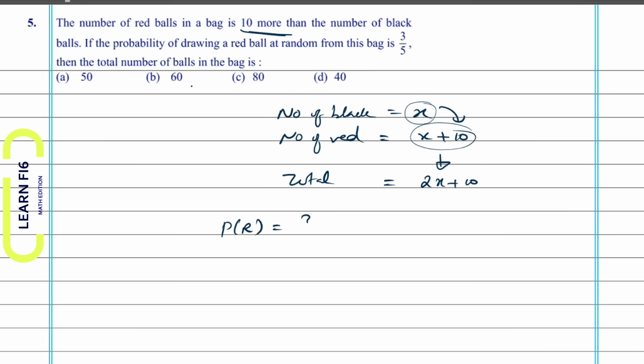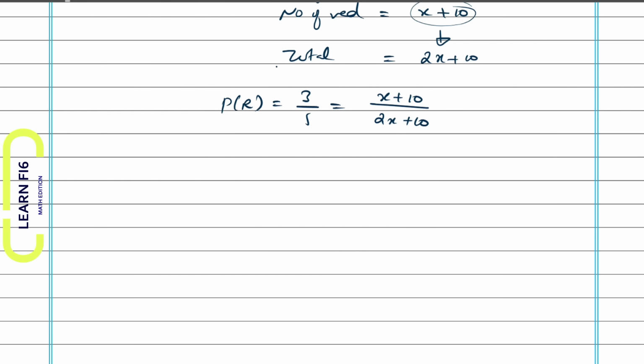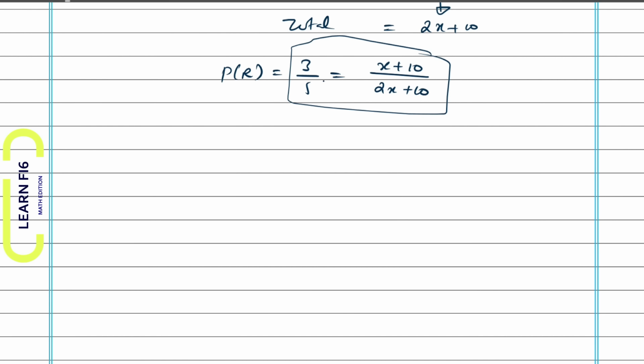Okay. Probability of drawing a red ball is equal to 3 by 5. And we know this probability should be equal to the number of red balls divided by the total number of balls. Now we have to frame a linear equation with this, and find the value of x from this. So just do the cross multiplication.